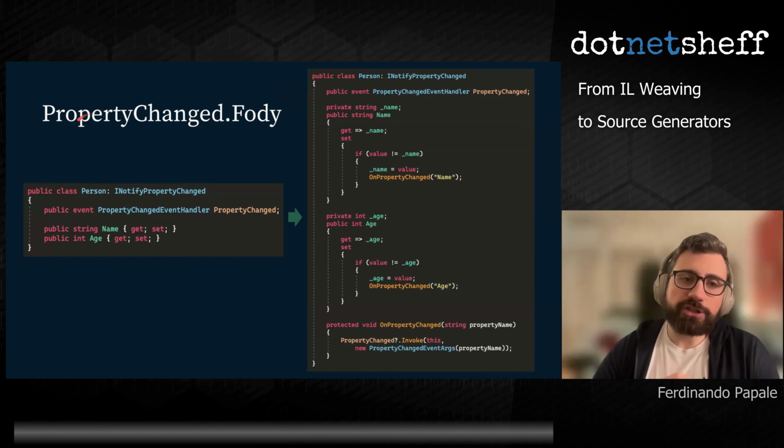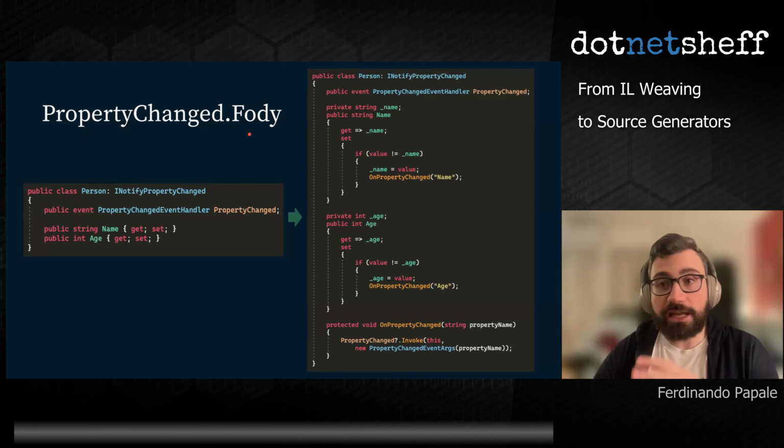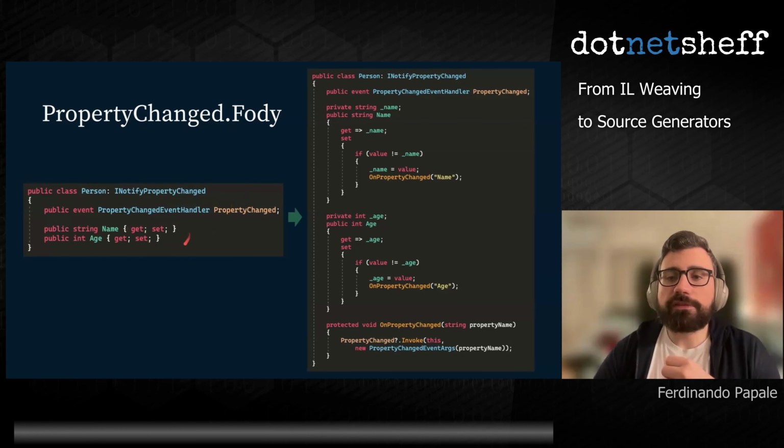So what PropertyChanged.Fody is doing is going into the DLL that you created and it finds all the classes that are declared implementing this interface, and then it's modifying the setter and getter so that they raise the property change notification, the property changed event, correctly. So essentially, this is IL weaving. So this is all happening after compilation.